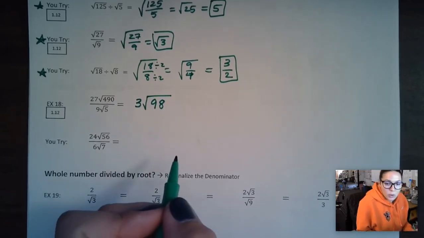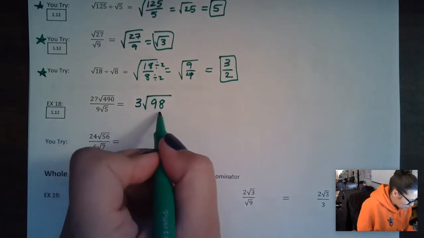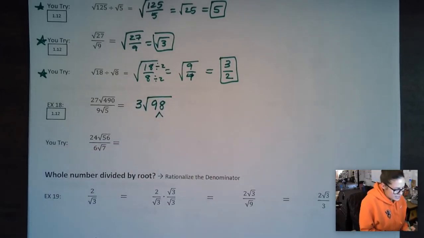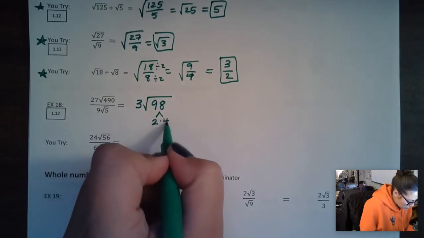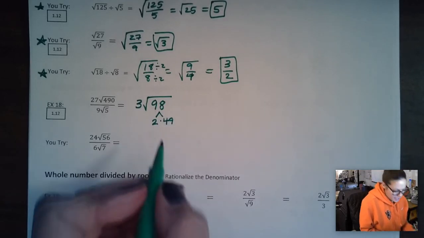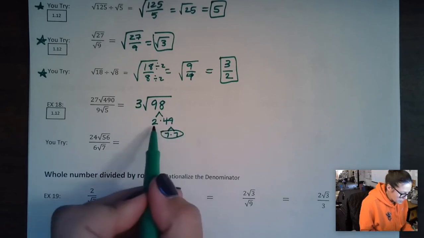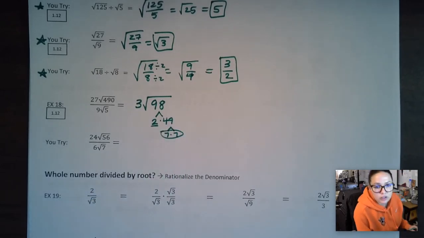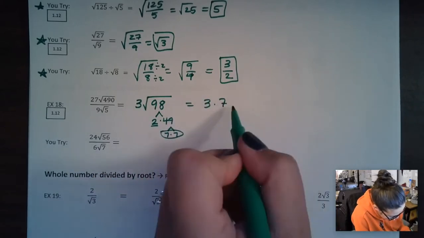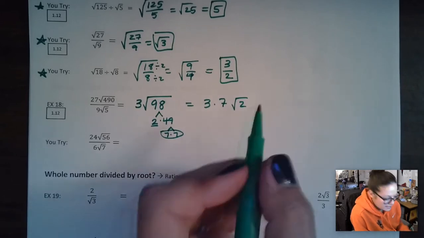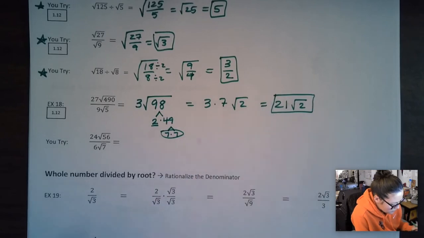And then, just like always, we need to simplify. 98 is not a perfect square, but we can break it apart. 98 is an even number. So 2 times 49 is 98. And 49 is 7 times 7. So I have a pair of 7s and a loner 2. I still have that 3 out front. It's going to be joined by the 7. The 2 stays inside. And we get 21 times the square root of 2.